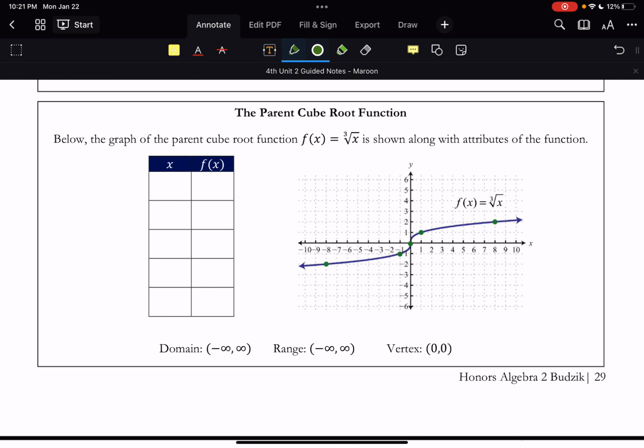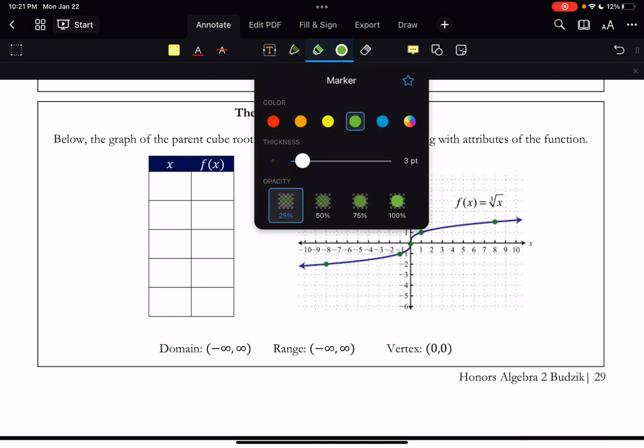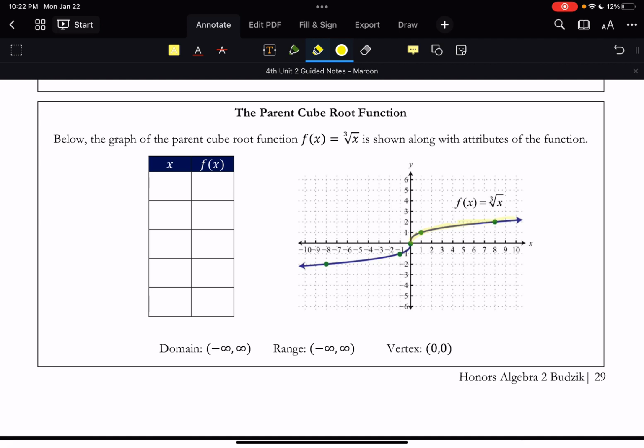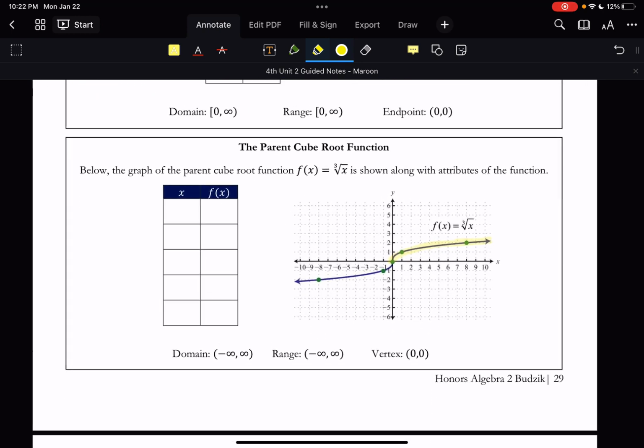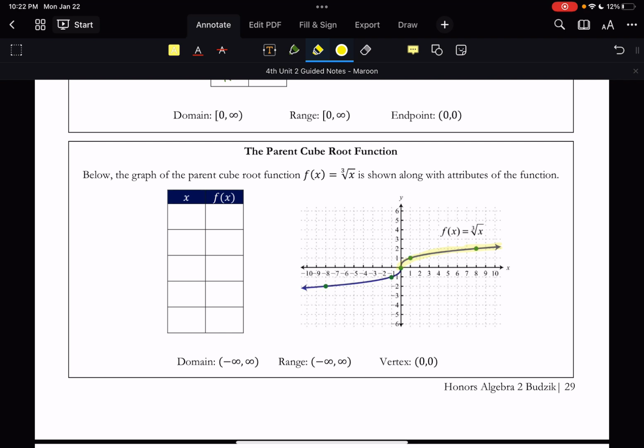Cube root function. If we take a look, the first piece that I'm highlighting right here is actually just the square root function that we just talked about. It's the graph of the square root function. But remember, with cube roots, we can take negative values. So that is what this other half is also looking like. It's now the negative value of all the perfect cubes, all the x's that are negative. So the domain for this is negative infinity to infinity. I can plug in anything I want, as well as the range.